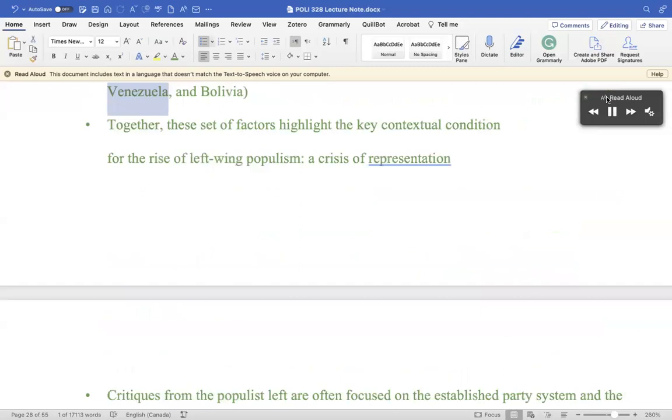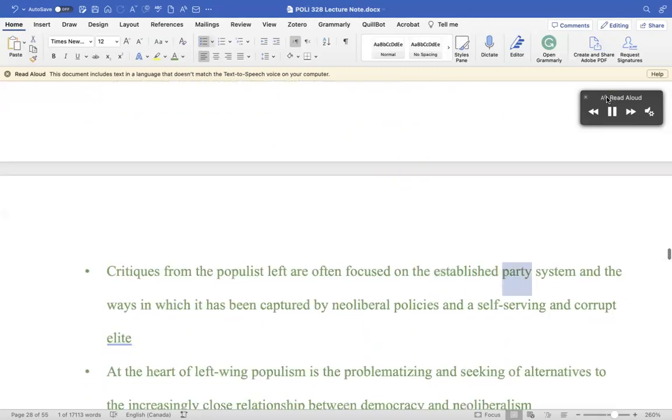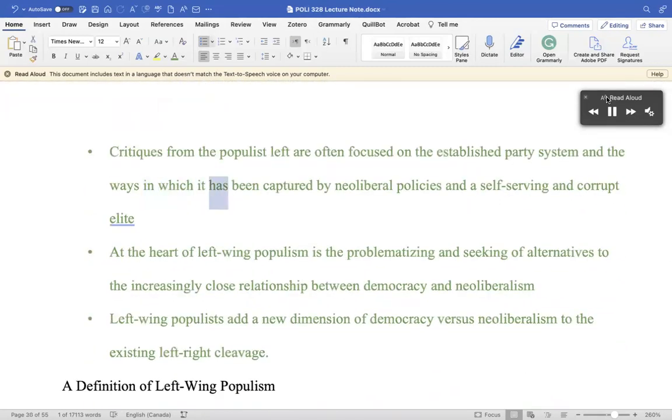in Ecuador, Venezuela, and Bolivia. Together, these set of factors highlight the key contextual condition for the rise of left-wing populism, a crisis of representation. Critiques from the populist left are often focused on the established party system and the ways in which it has been captured by neoliberal policies into a self-serving and corrupt elite.